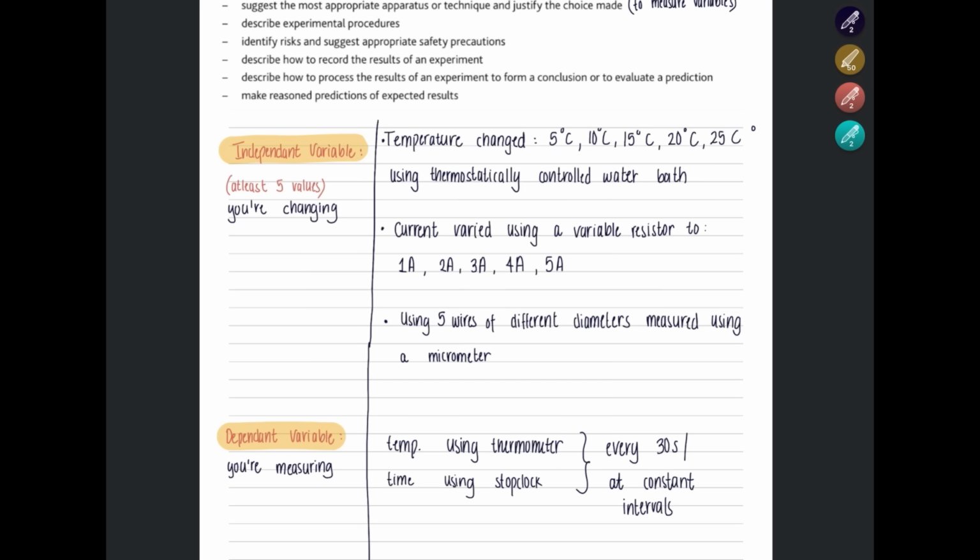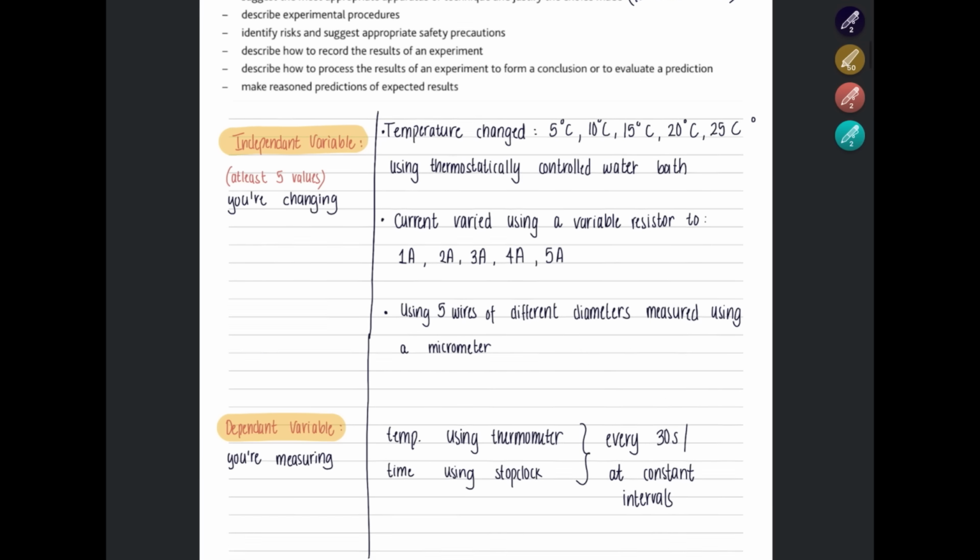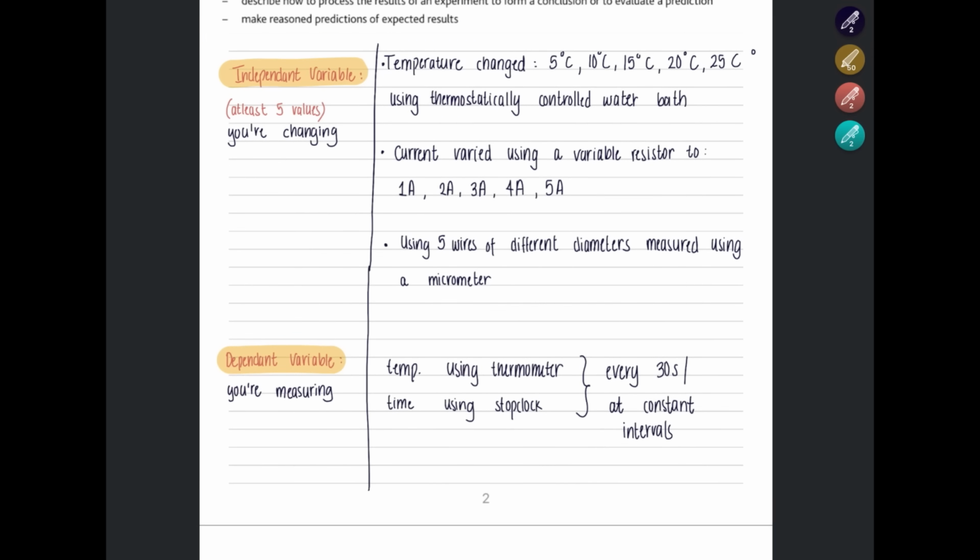You can also write it this way, that use 5 wires of different diameters measured using a micrometer. So you're not specifically mentioning the values, but you did say that you're using different diameters. Another question, you can also mention that, for example, the experiment was repeated using nickel wire, chromium wire, etc. Now, dependent variable. For example, if you're measuring temperature, you will use a thermometer. If you're measuring time, you can use a stop clock. And remember that this is measured at constant intervals, for example, every 30 seconds.